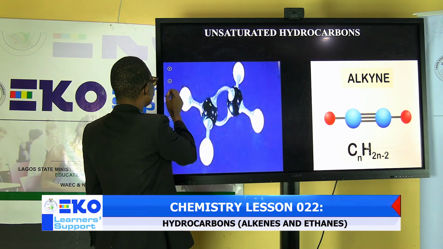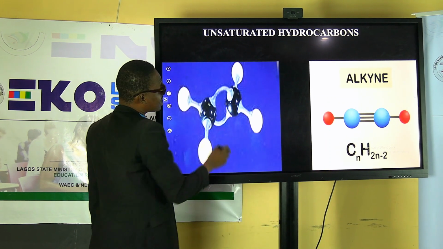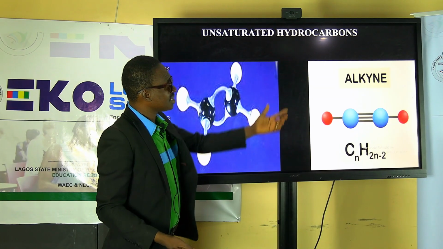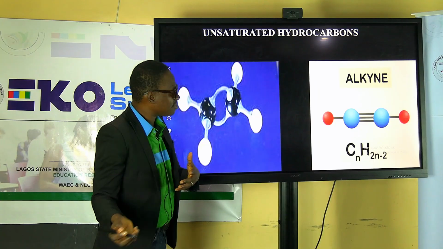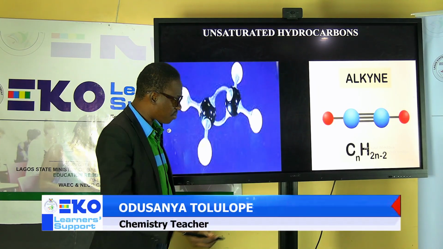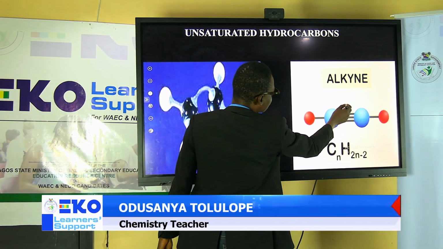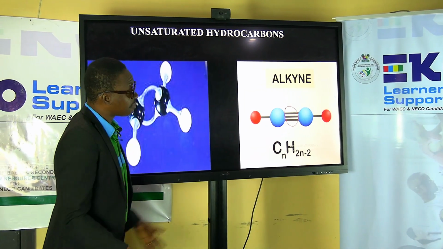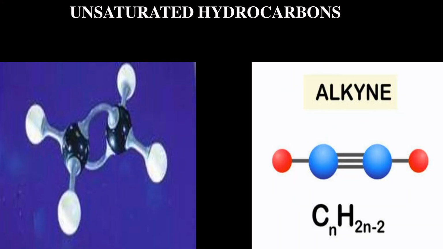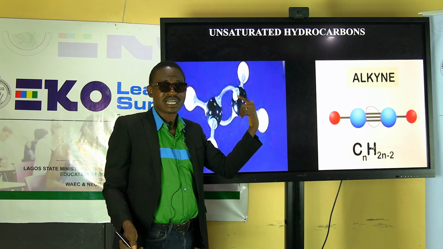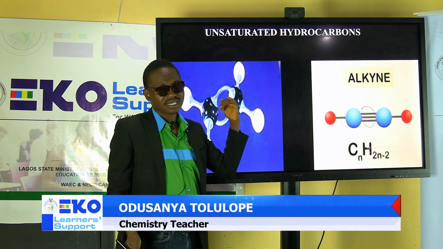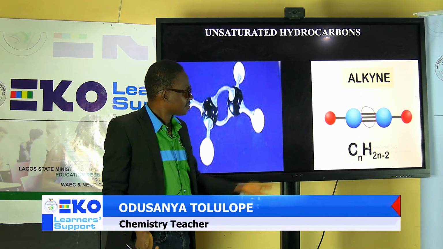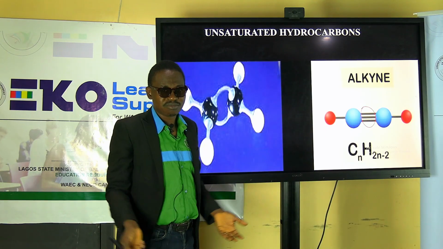Another unsaturated hydrocarbon is alkyne. I'm going to talk more about it when I enter the family of alkyne. But you need to know they have a triple bond. They are more reactive than alkenes. Why? They have 4 available electrons, unlike the alkenes that have just 2 available electrons. They have a triple bond, as you can see. The other one is a double bond, right?